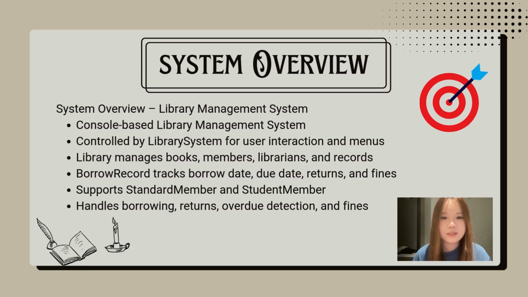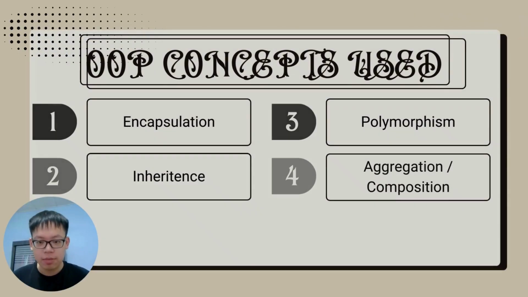In terms of functionality, the system allows librarians to add, search, and remove books and members. It keeps track of borrowed books, monitors due dates, detects overdue records, and automatically calculates overdue fines. The system also updates the availability status of books when they are borrowed or returned. Overall, this library management system helps streamline library operations and ensure accurate record keeping through a simple and user-friendly console interface. Thank you.